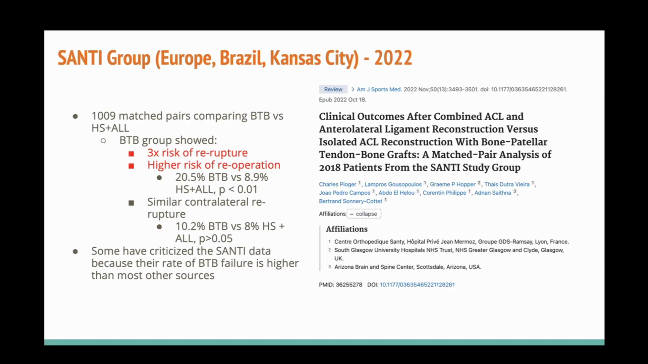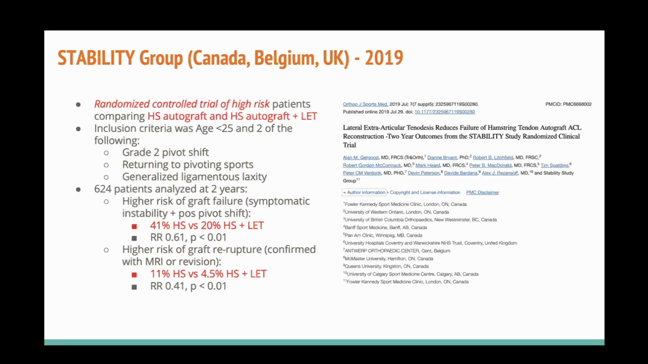So, 20.5% failure for BTB versus 8.9% failure for hamstring plus ALL reconstruction. Pretty striking difference. Not trivial numbers there, but this data has been criticized because we're not really seeing that 20% failure rate of BTBs here in North America. It's a little bit high. So, we take this data with a grain of salt.